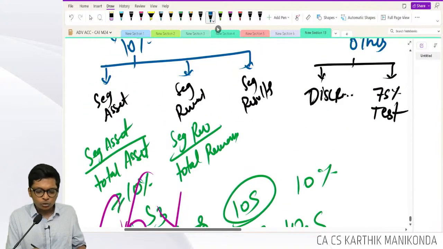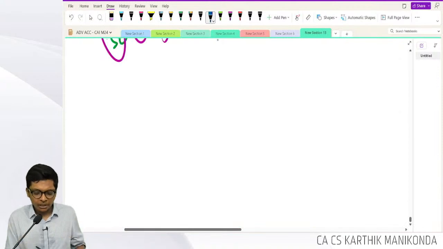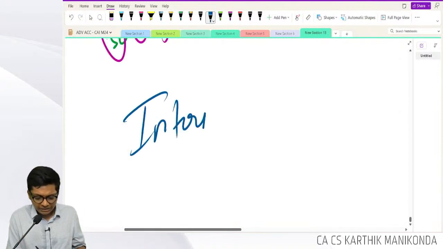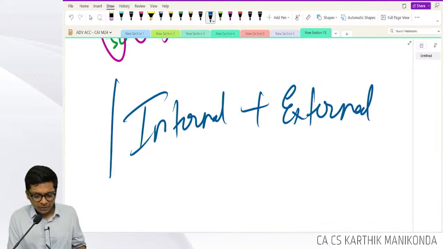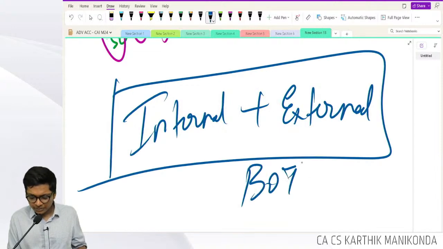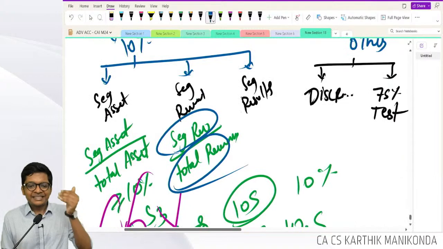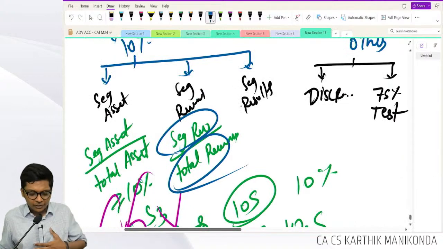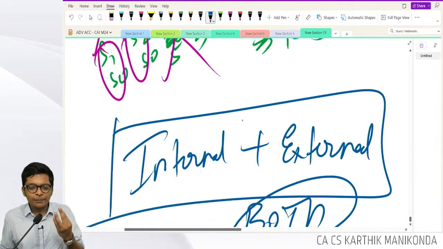What are the key things to note here? In the segment revenue test, remember to include internal plus external. Sir, numerator or denominator? If you include something in numerator, you have to include in denominator, both. So segment revenue test is segment revenue divided by total revenue should be at least 10%. Which revenue? Internal plus external.